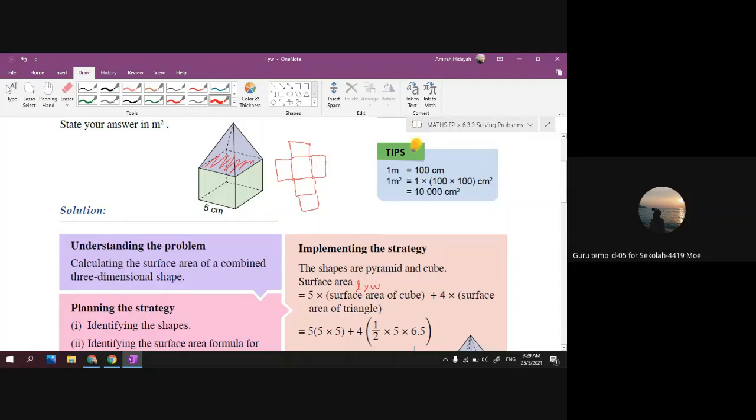And then plus 4. Why 4? Because pyramid dia punya neck macam ni kan. Since the base of this pyramid is inside this object, that's why we do not count it. So we have 1, 2, 3 and 4, 4 triangles. So that's why 4 times the formula for area of triangle, 1/2 times base times height, right?